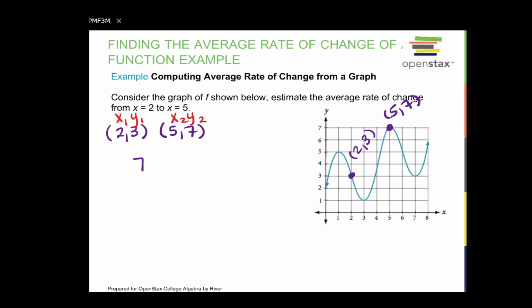So y2 minus y1 over x2 minus x1. So we get 4 over 3. So the rate of change is 4/3.